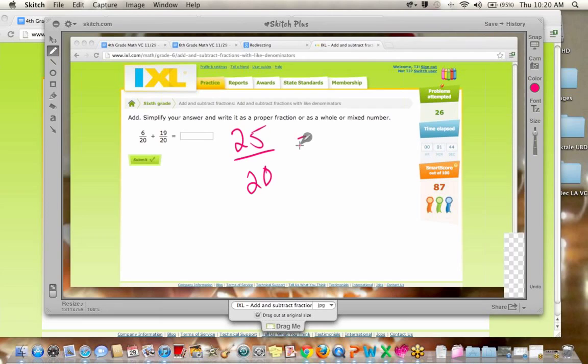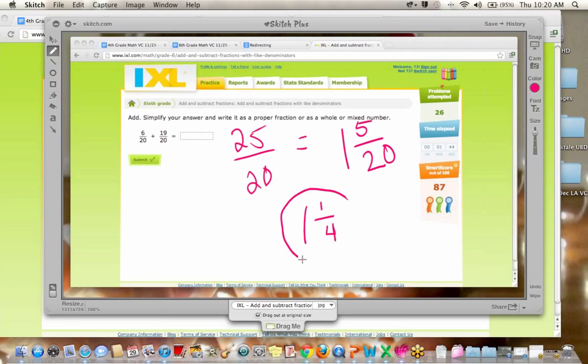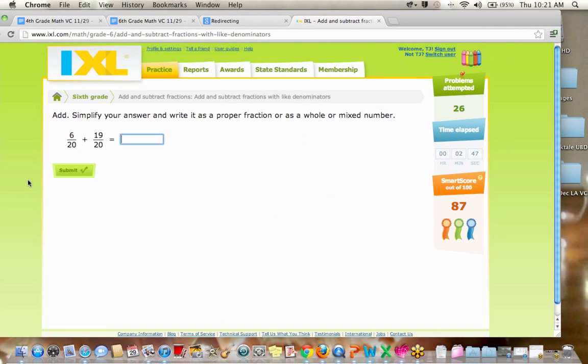Now I have to make it into a mixed number. So how many groups of 20 fit into 25? Just one. And then 5 would be left over. But then this can be simplified because how many groups of 5 fit into 5? 1. How many groups of 5 fit into 20? 4. So the most simple answer of all would be 1 and 1/4. So let's check. 1 1/4.